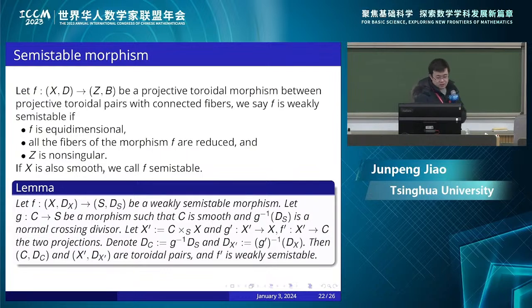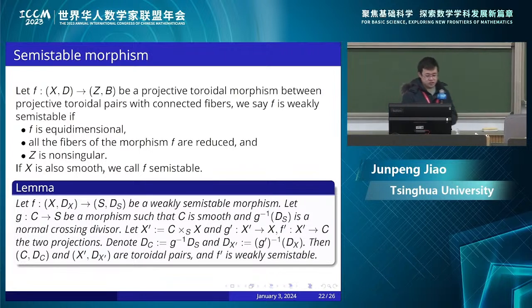Semi-stable is good in our situation because of the following lemma. The semi-stable condition is kept under a good base change. So we will use this base change in the moduli morphism.